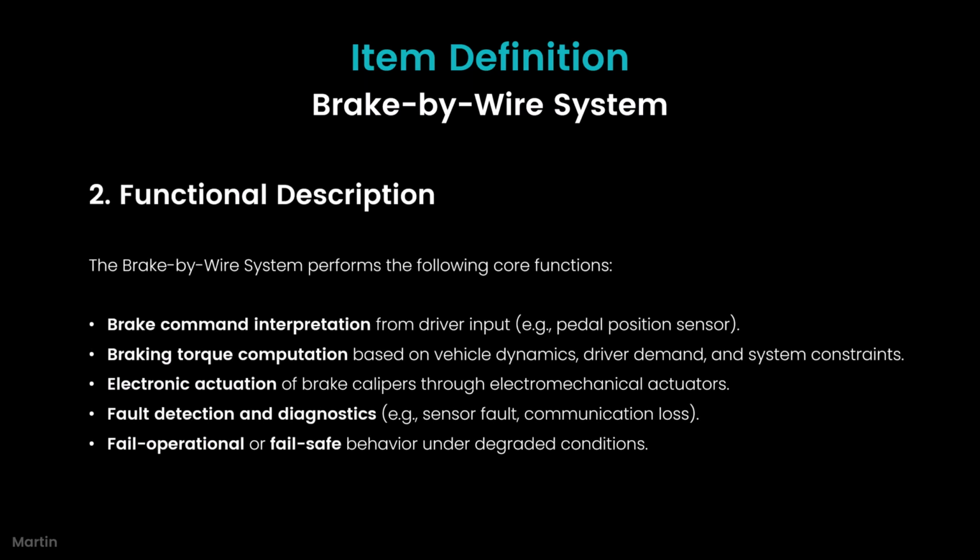The second section of an item definition is the functional description. This part provides a detailed explanation of how the item operates to fulfill its intended purpose. It describes the specific functions and behaviors of the system or component, outlining how it processes inputs, manages internal operations, and produces outputs. The functional description helps clarify the item's role in the overall system and how it interacts with other components to achieve its objectives.